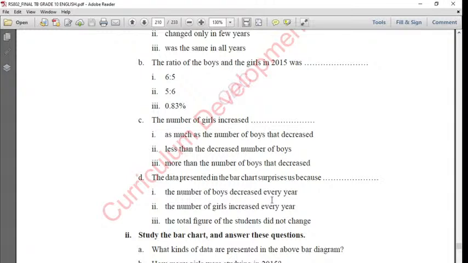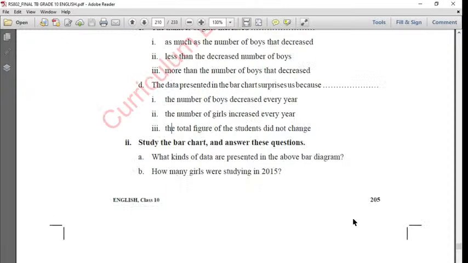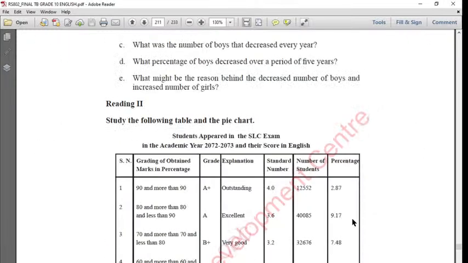Study the bar chart and answer the given questions. What kinds of data are presented in the above bar diagram? How many girls were studying in 2011? What was the number of boys and did it decrease every year? What percentage of boys decreased over a period of 5 years? What might be the reason for the decreased number of boys and increased number of girls? So these are some of the questions that are put forward to make you answer about the chart that is displayed. Similarly, we have got a table over here.